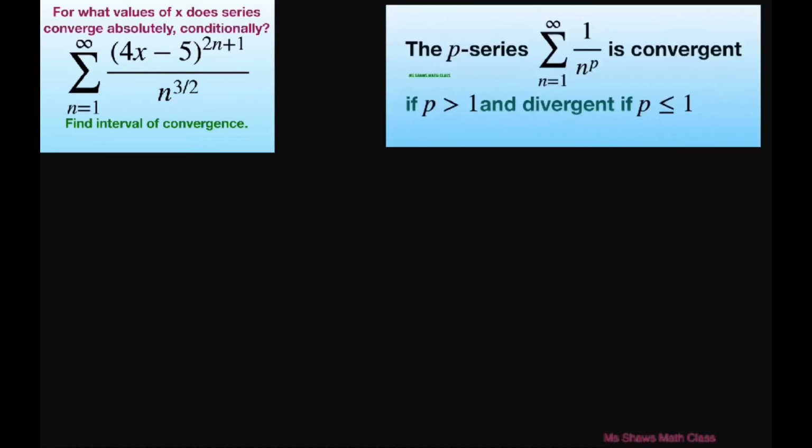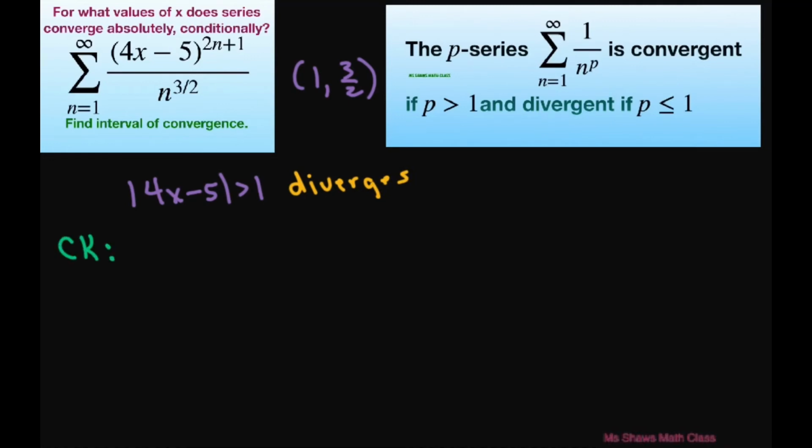Okay, also our series diverges for the absolute value of 4x minus 5 is greater than 1. But what we need to check now is our endpoints, 1 and 3/2, and see what happens there. So if we have x equals 1, then we're going to get the sum from n equals 1 to infinity of negative 1 to the power of 2n plus 1, I'm just using substitution, over n to the power of 3/2.